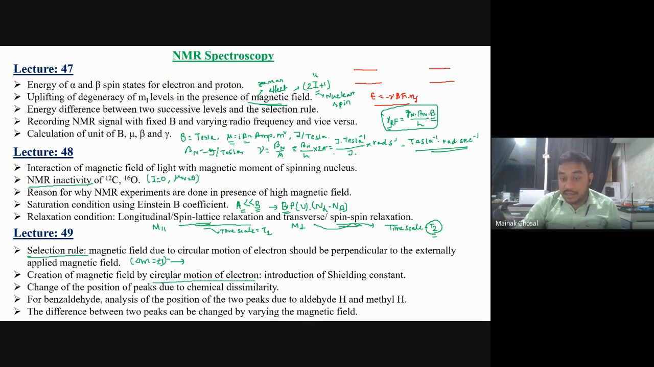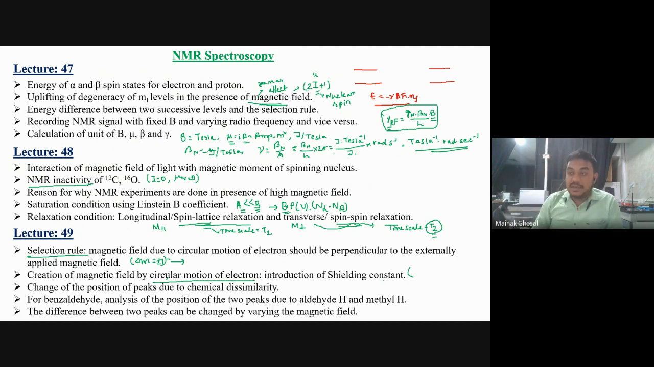Why does this become important? Professor Sandbakshy has also explained this beautifully: if that is not the case, then for any B value, for all the protons you would get the peak in the same position. But experimentally you can't get that. So why are you not getting that? Because there is the circular motion of electrons, and this circular motion will create a magnetic field.